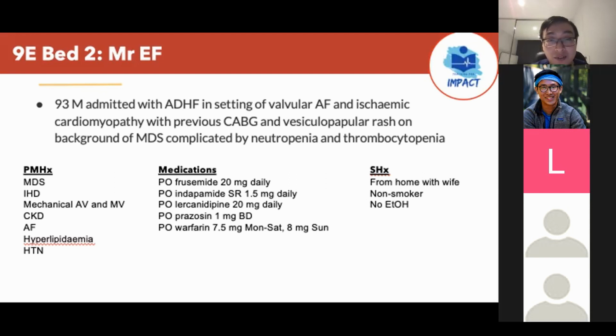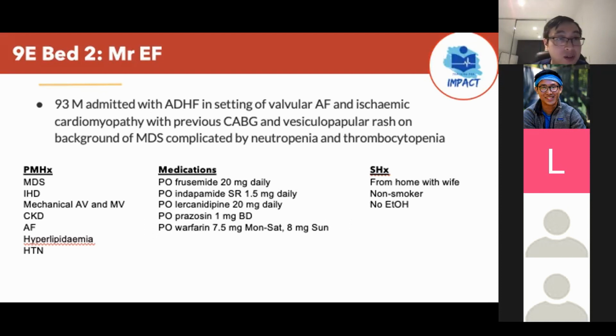What are the side effects of dihydropyridine calcium channel blockers? Very commonly asked ward round question, I find. Yes, good. Peripheral edema. There are other things like flushing and dizziness that can also occur with dihydropyridines, but peripheral edema is the main one.